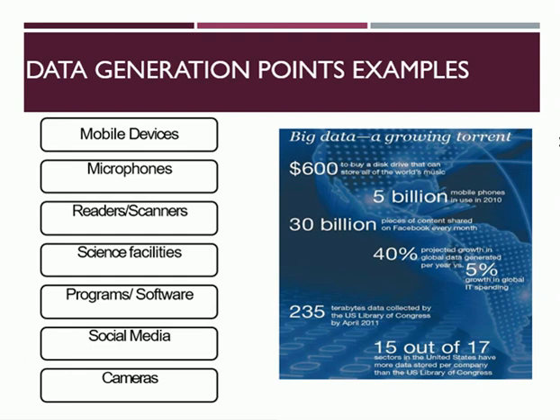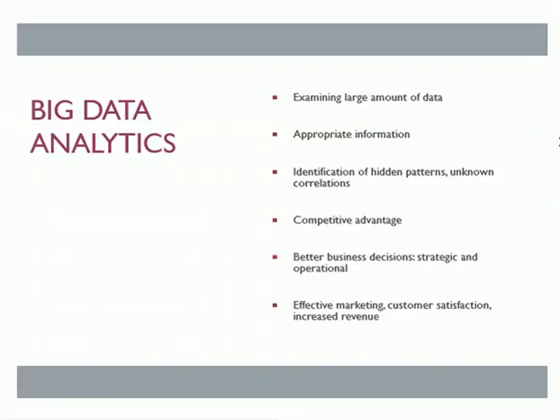Like 15 out of 17 sectors in the US have more data stored per company than the US Library of Congress. So basically you have a greater amount of data generated by organizations, and it is increasing day by day. As mobile devices increase, more data will be generated, and as more users start using the internet, the data will increase more.